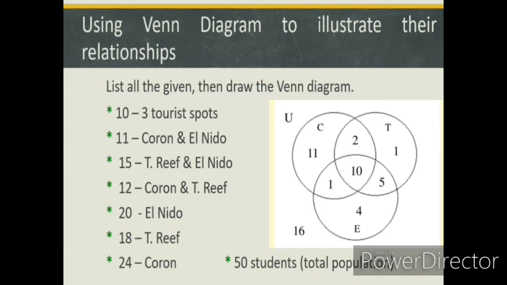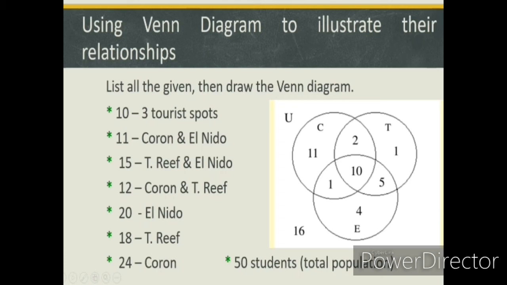On our first given, you have 10 students who went to the 3 tourist spots. So that is why the middle part, the intersection of the 3 circles, must be 10. So you must write the number 10 on the intersection of the 3 circles.